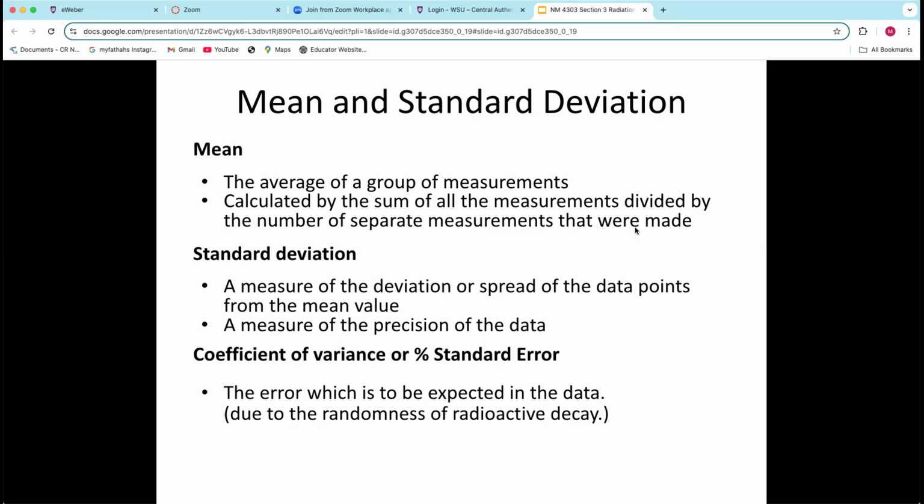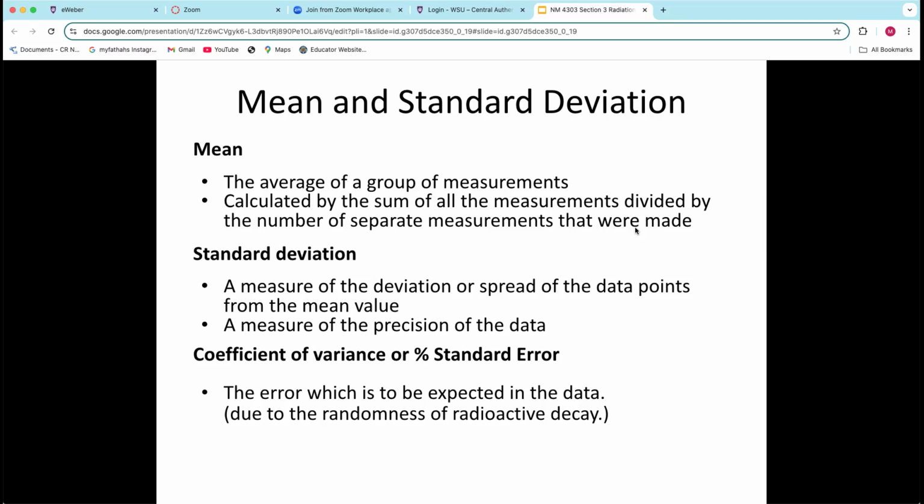So thinking back to the holes in my target, right? If standard deviation is a measurement of how much was that spread, was it tight, so a small standard deviation, a small number in my deviation, or was it spread out, a large number in my deviation? Okay, so this is the measure of precision of the data, the spread of the data.